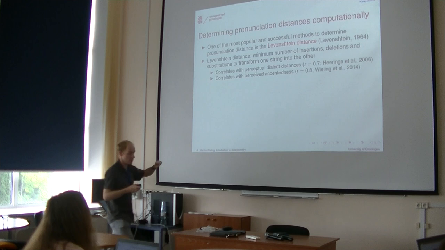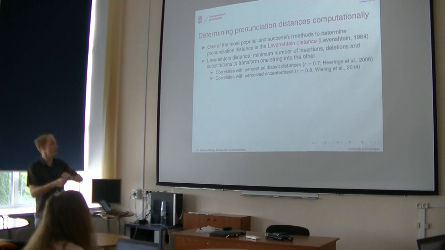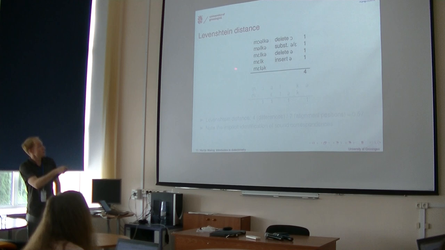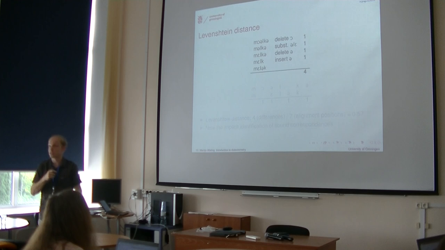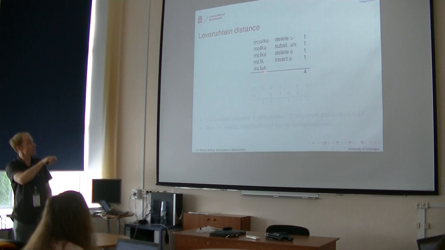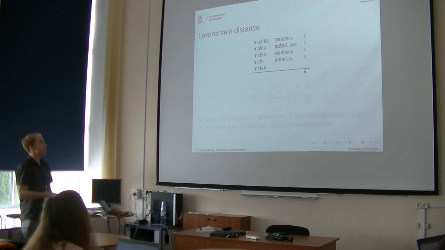So now, how do we calculate this Levenshtein distance? Well, very simple. We have two pronunciations here of dialectal variants of the Dutch word milk, molke and melk. And what the Levenshtein distance does is simply count how many operations I need to transform this string into the other one. So first you delete the final sound, and you have melk. Then we substitute the schwa with the e, and we have melk. We delete the schwa, and we have melk. And then we insert the schwa, and then we have melk. So there are four operations in total needed. And these are all three operations we have: deletion, substitution, and insertion.